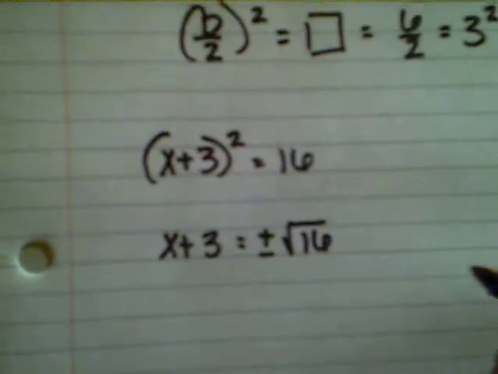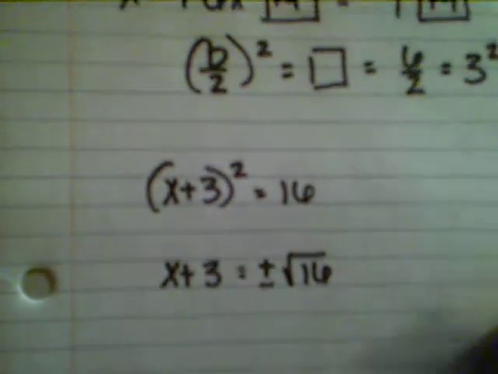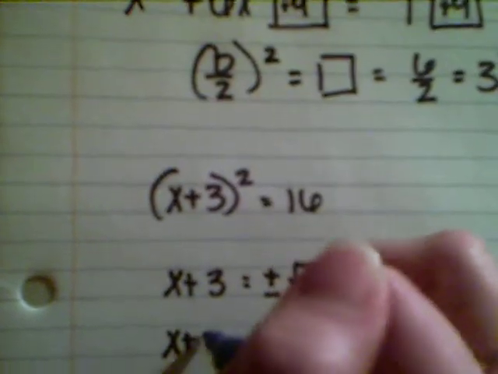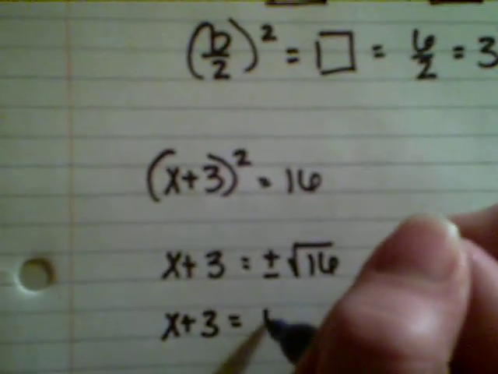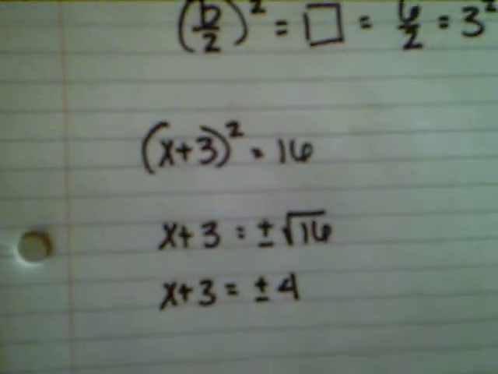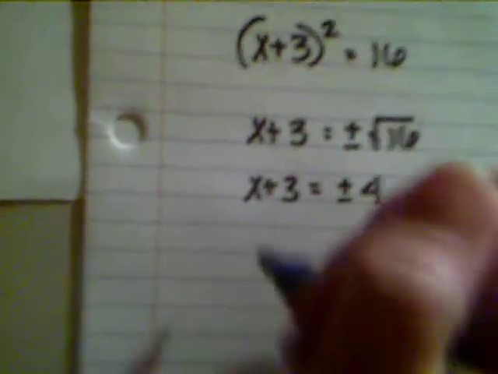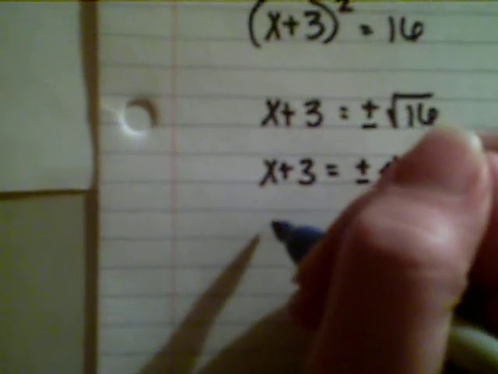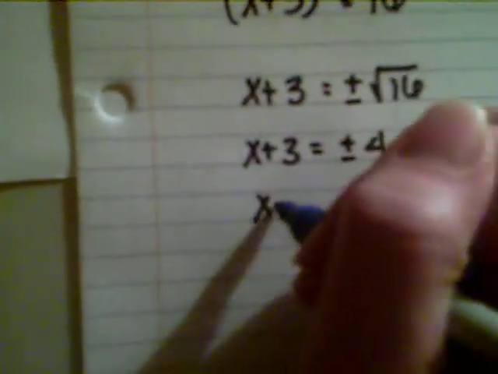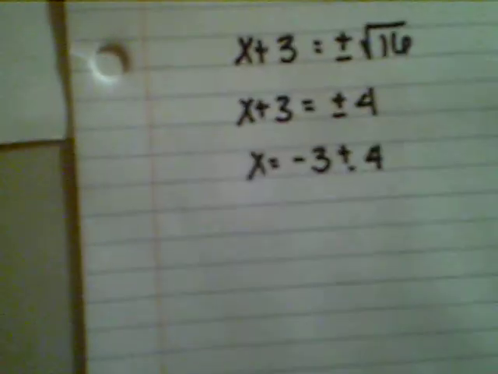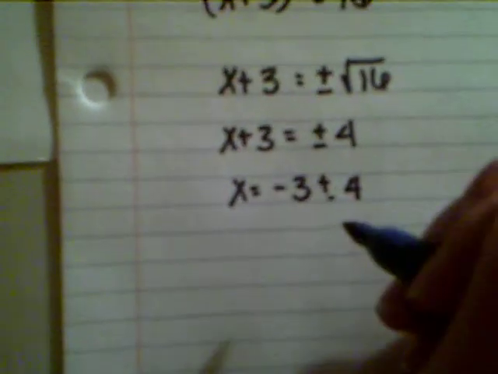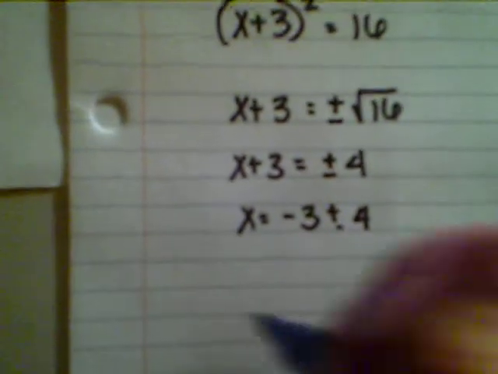Now we know the square root of 16 equals 4. So x plus 3 equals positive or negative 4. Then you're going to subtract 3 from both sides, so you get x by itself. So x equals negative 3 plus or minus 4. And you have to remember to separate your answer, because you do have two answers in this case.